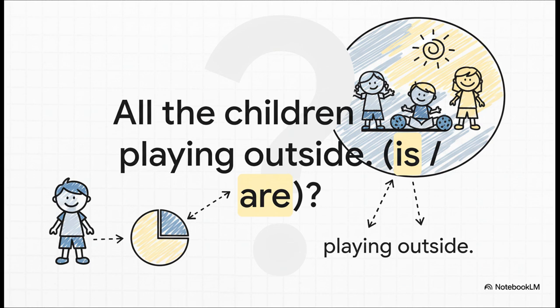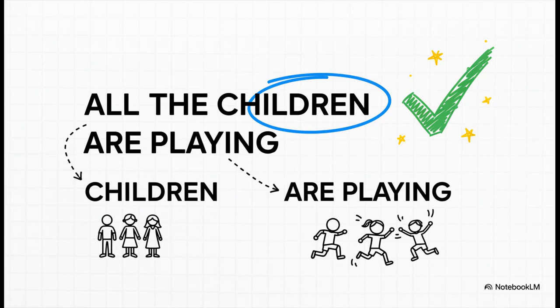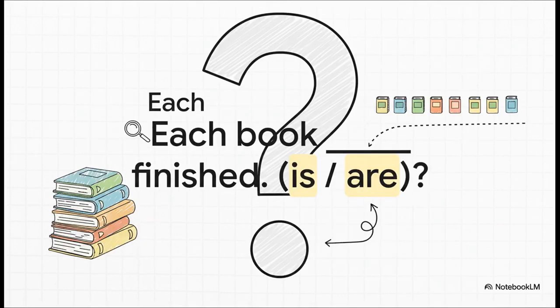All the children, should it be is or are playing outside? Think about that rule for all, and think about the word children. Is it singular or plural? And the correct answer is are. You got it. Children is a plural noun, so it absolutely needs the plural verb are. All the children are playing. Nice one. Okay, let's try another one.